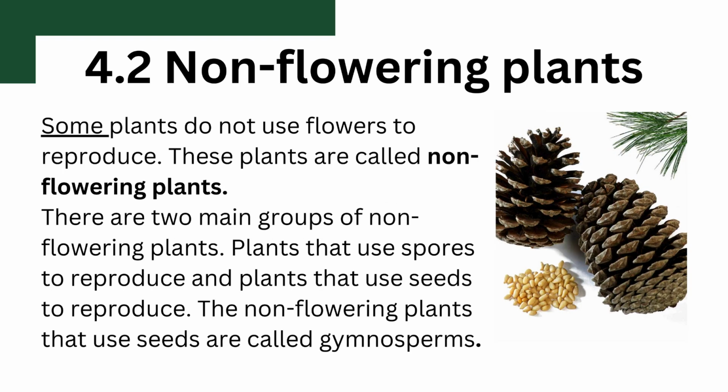Non-flowering plants. Some plants do not use flowers to reproduce. These plants are called non-flowering plants. There are two main groups of non-flowering plants: plants that use spores to reproduce and plants that use seeds to reproduce. The non-flowering plants that use seeds are called gymnosperms.